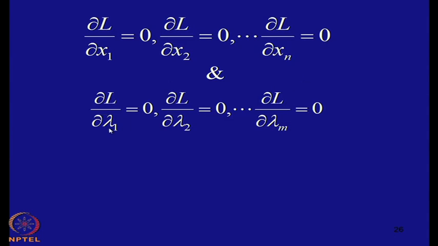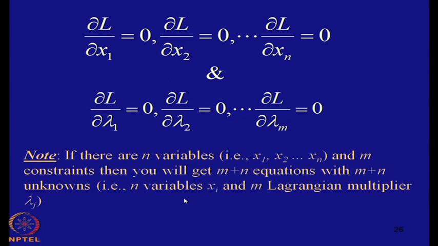Similarly, del L by del lambda 1 equal to 0, this way. Now, whatever I said, the same thing we will apply for the numerical example, and we will see.